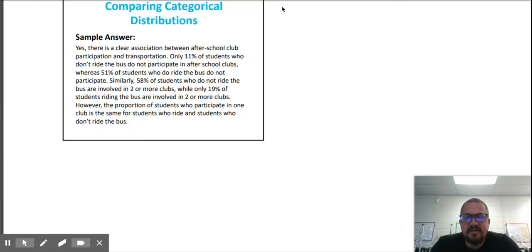So analyzing categorical data also means to look at the graph and be able to explain what the graph means. So that's the analyzing part. Explain what the difference is or what the comparison is between the two things.